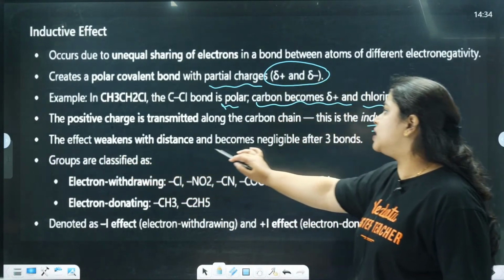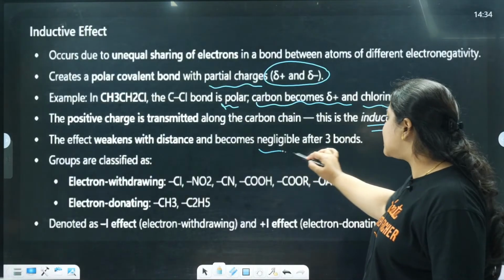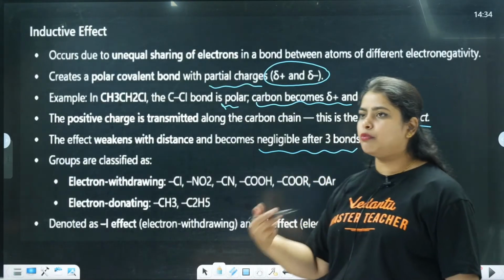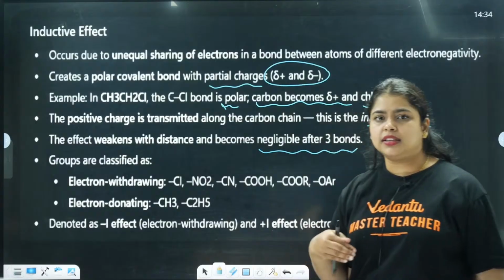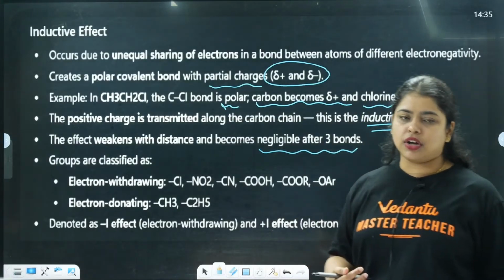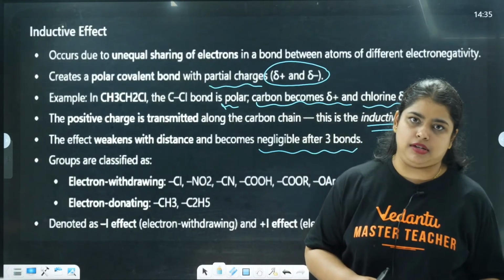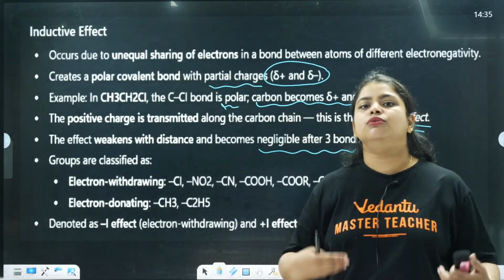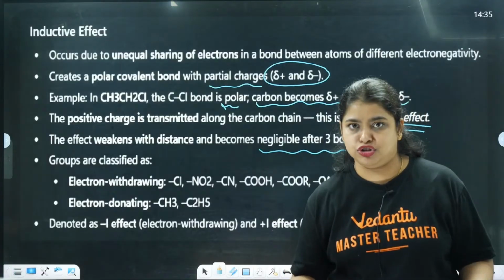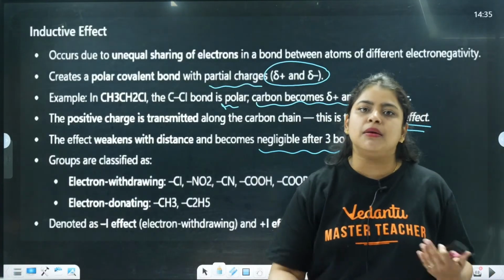The effect weakens with distance and becomes negligible after 3 bonds. Once the third bond is reached, the power will be less. Like giving electrons and taking electrons, for that also we need power. It's not like I'm doing some work for you people and don't need energy. We need energy to do some work.